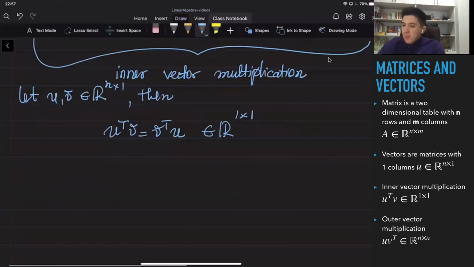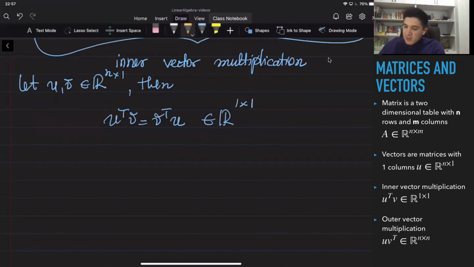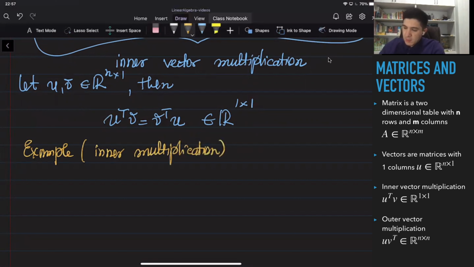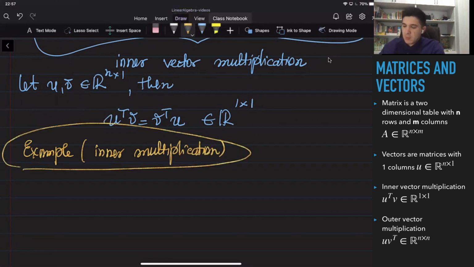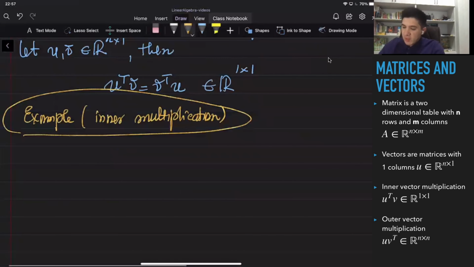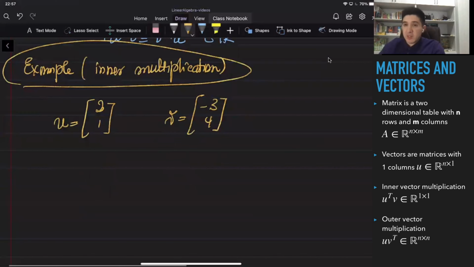Good. So let's do an example. Let's multiply a couple of vectors. Example of the inner multiplication. So let's say you're given u with the components 2, 1, and v with the components minus 3 and 4. If I would like to multiply these two vectors, I need to use the transposition, either in the middle of them, or at the end.